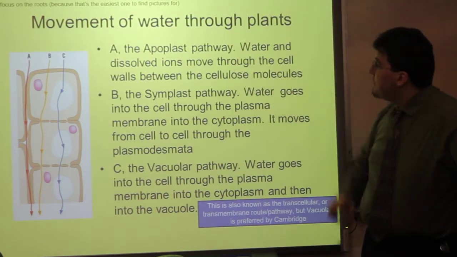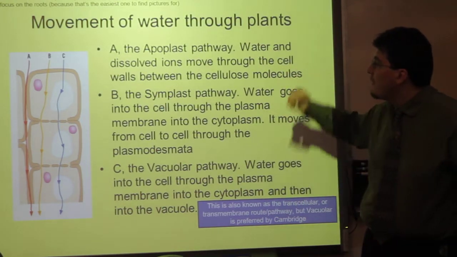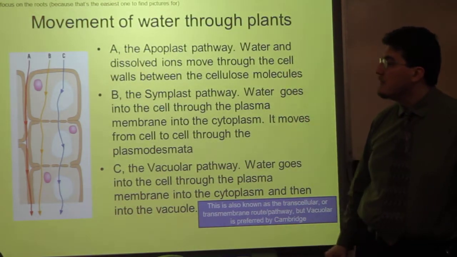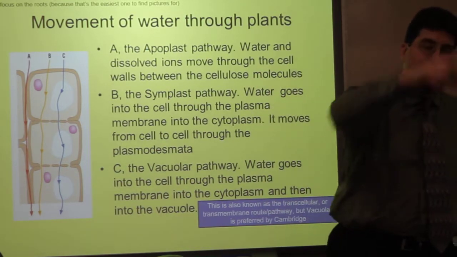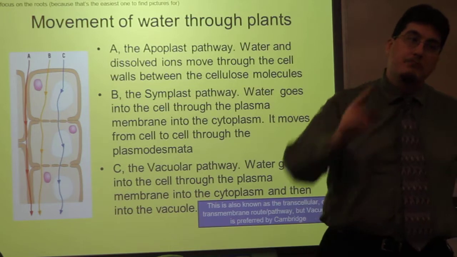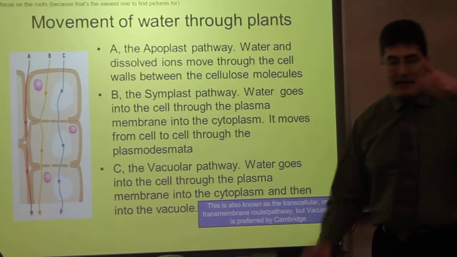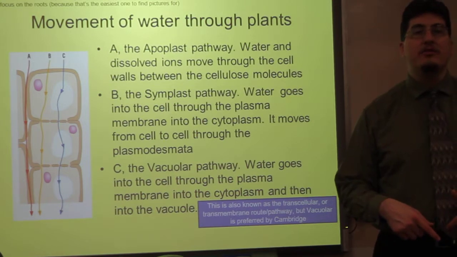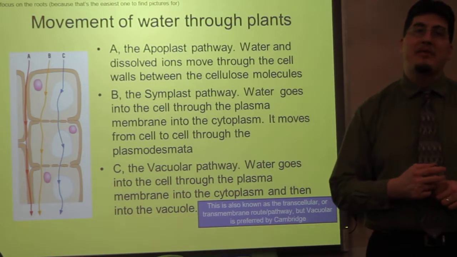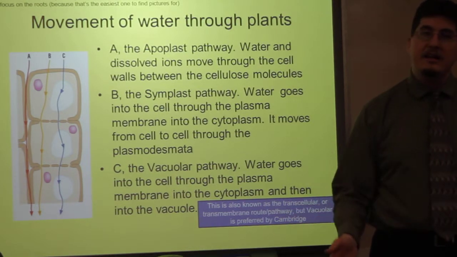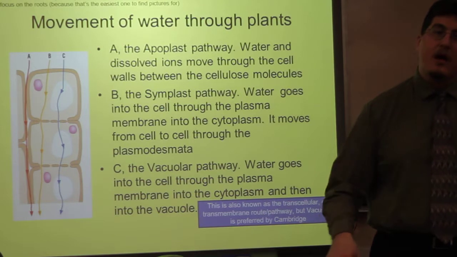In the apoplast pathway, water and dissolved ions move through the cell walls between the cellulose molecules. So to cross into the xylem, it goes through the apoplast pathway. It must cross into the xylem in that fashion. And at the beginning of the xylem vessels, there is no lignin. And at the ends of the xylem pathway, in the leaves, there is no lignin, because that assists in making that xylem vessel watertight.